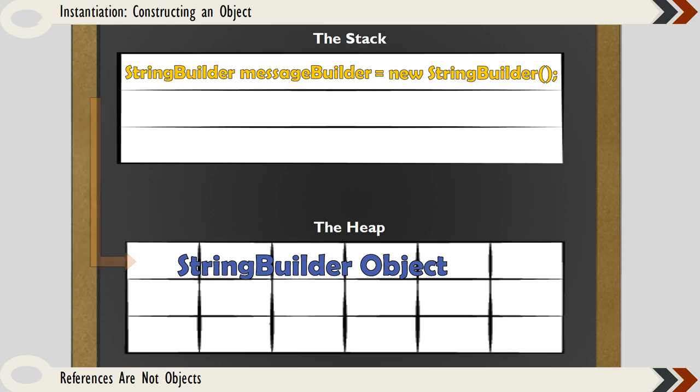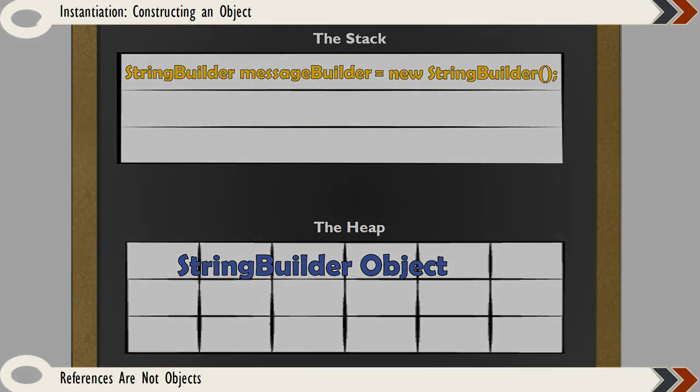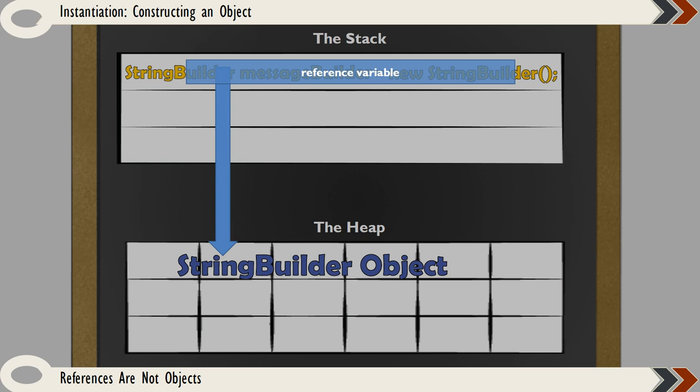For reasons beyond the scope of this activity, it is necessary for objects to be created in this manner. At this point, we only need to know that messageBuilder is a reference variable on the stack. This reference variable points to an instance of the StringBuilder object on the heap.